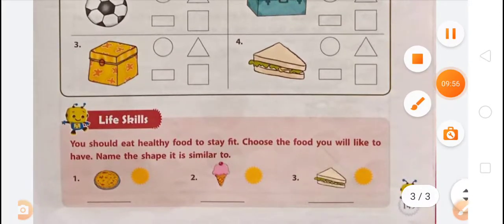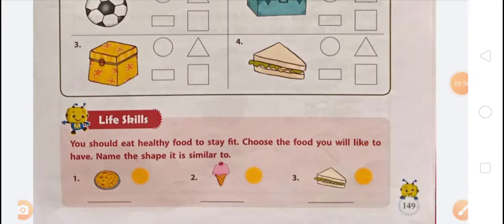The next one is: you should eat healthy food to stay fit. Choose the food you will like to have. Name the shape it is similar to. If you want to stay fit, then you have to eat healthy food. Choose the food you would like to have.